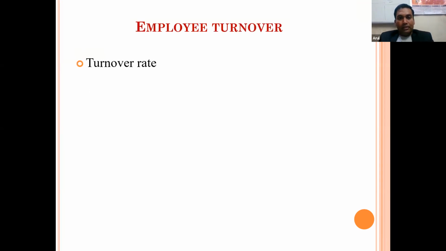Okay, good. So the next one is the employee turnover metrics. I think all of you know what turnover rate is. Any idea what is turnover rate? Employee turnover rate. What is the use of this metric? Anyone?